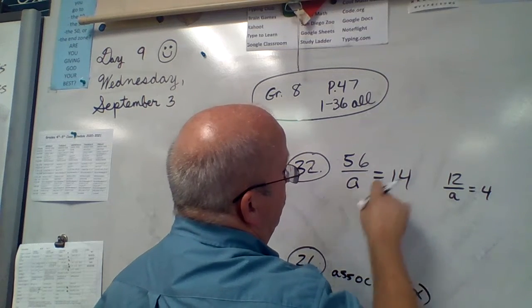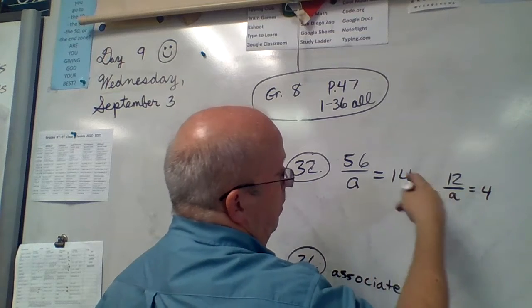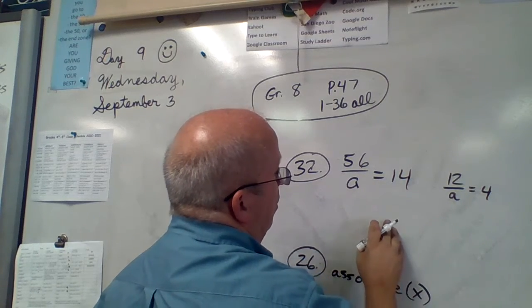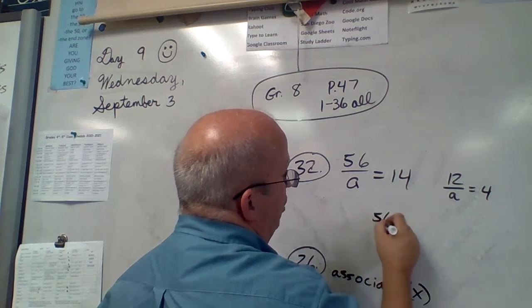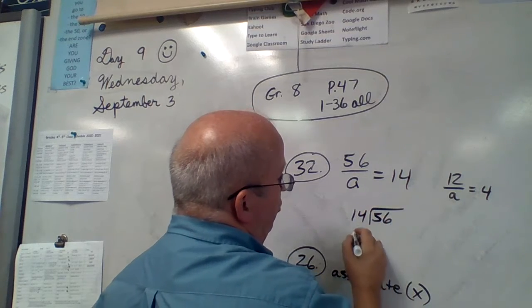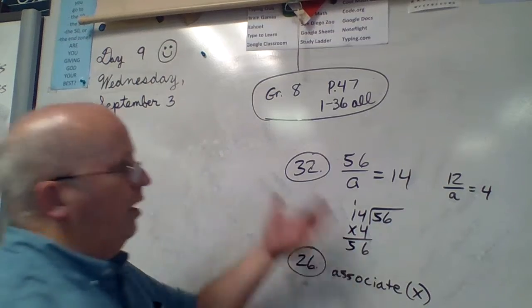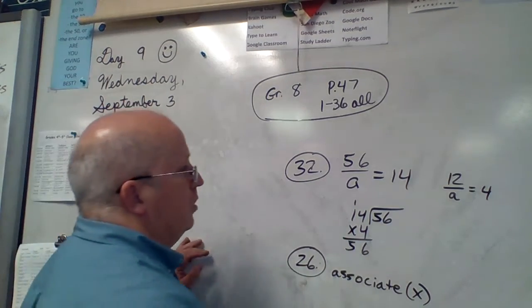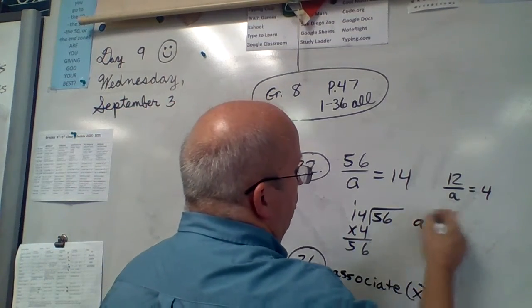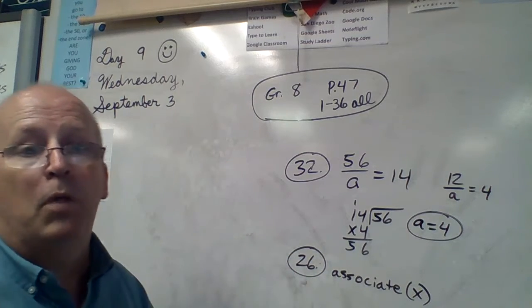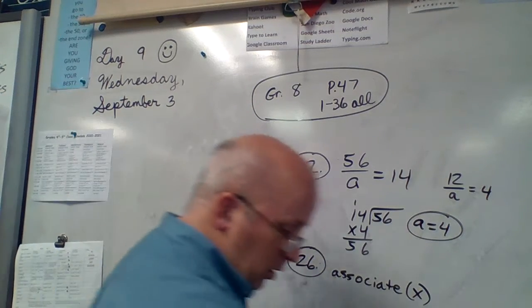And we have to do the same thing here because it's the same problem. It's just different numbers. So what's 56 divided by 14? I don't know. Let's try 14 times 4. Let's see what we get. I get 56. Hey, A must be 4. There's your answer for problem 32. Let's turn the page.